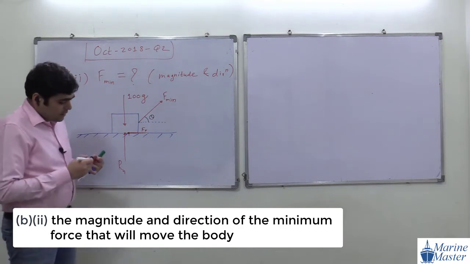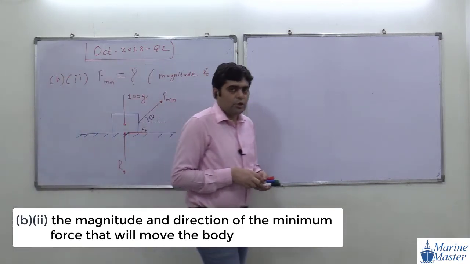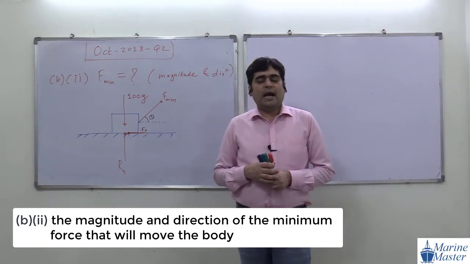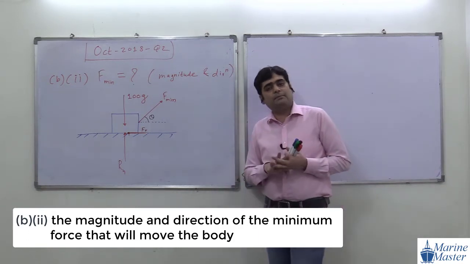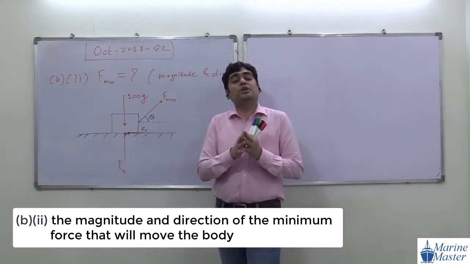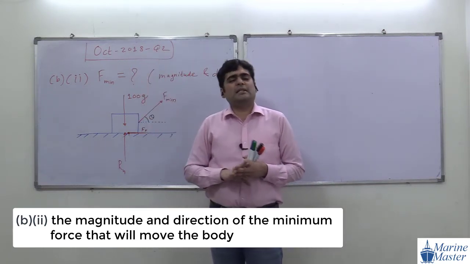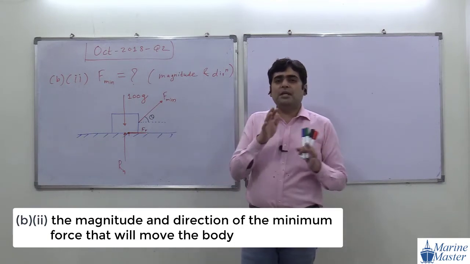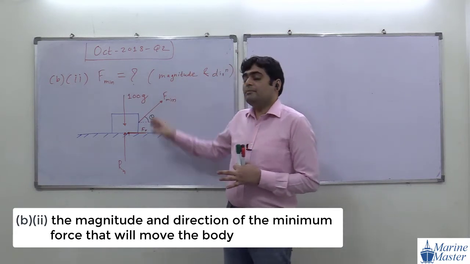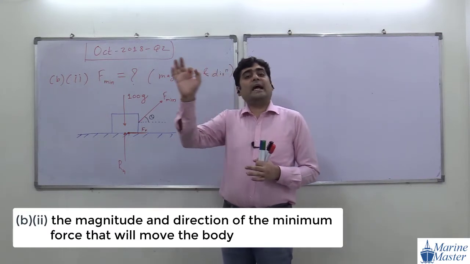Now, to get F minimum, as usual, we have two ways. The first way is to use the equilibrium equation method, and the second is to use the force vector diagram method. Which one will we use here? For this scenario, using the equilibrium equation leads to a lot of difficult mathematical calculations. To get a minimum value, you have to use derivatives and things like that. Instead of that, for getting the minimum force we will directly use the force vector diagram method.